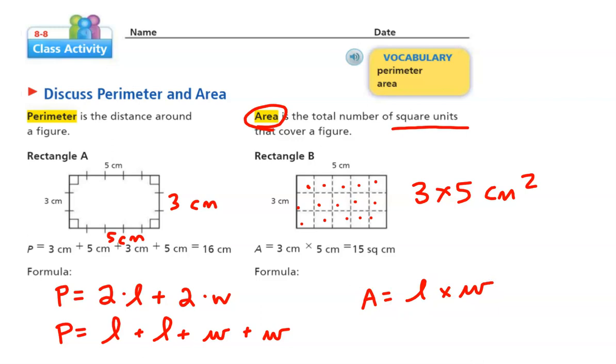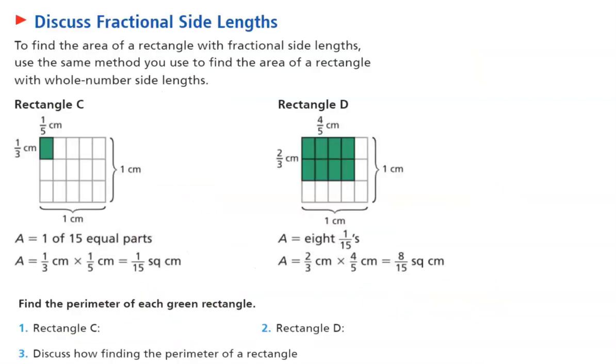Okay. So now we are going to use that information with fractional side lengths, and it seems a little scary at first, but I promise it's really truly not going to be too bad. This says to find the area of a rectangle with fractional side lengths, you would use the exact same method you used to find the area of a rectangle with whole number side lengths. So let's look at rectangle C first. It's asking you to find the area, and in order to find the area, we have to multiply here.